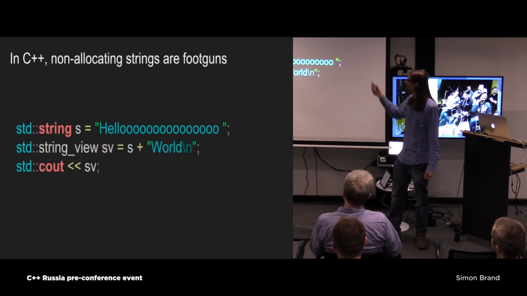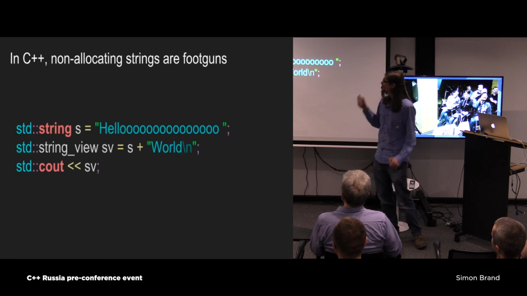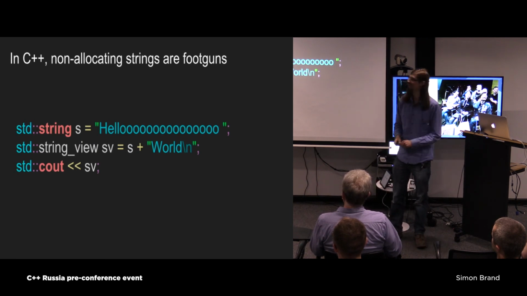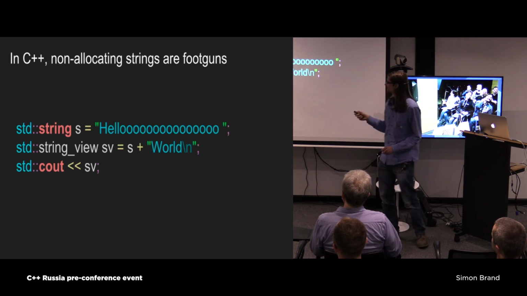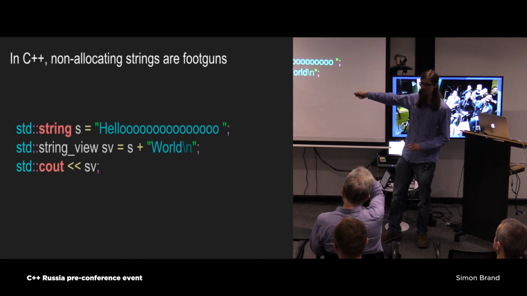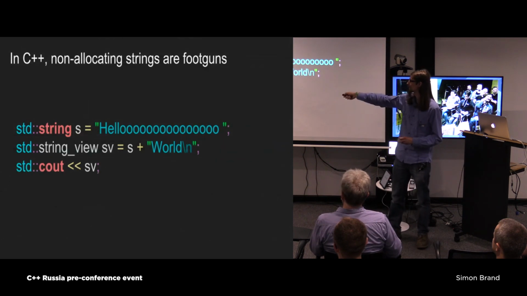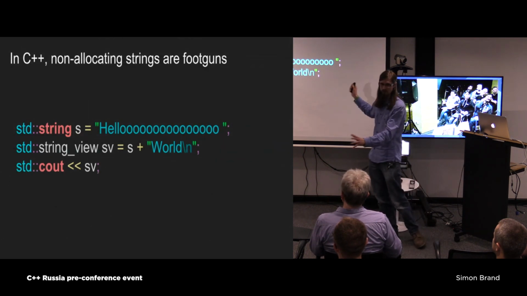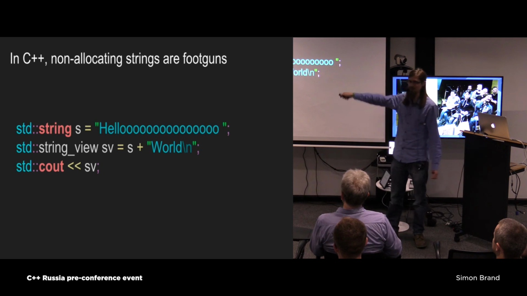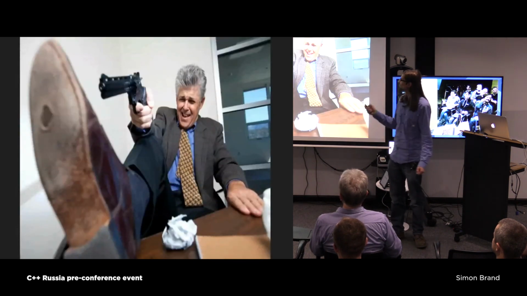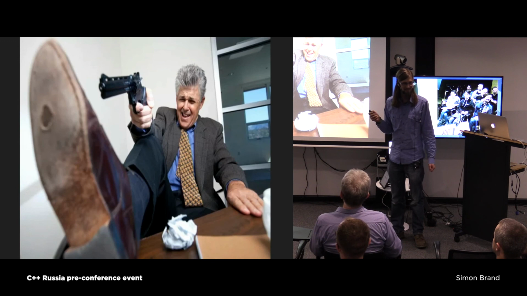C++. In C++, non-allocating strings are also foot guns. We have a std string, and we append something to it. This is getting back to our temporaries. And we store it in a string view, and this temporary will die and go away, and now we have a dangling reference. C++. This is me writing C++.